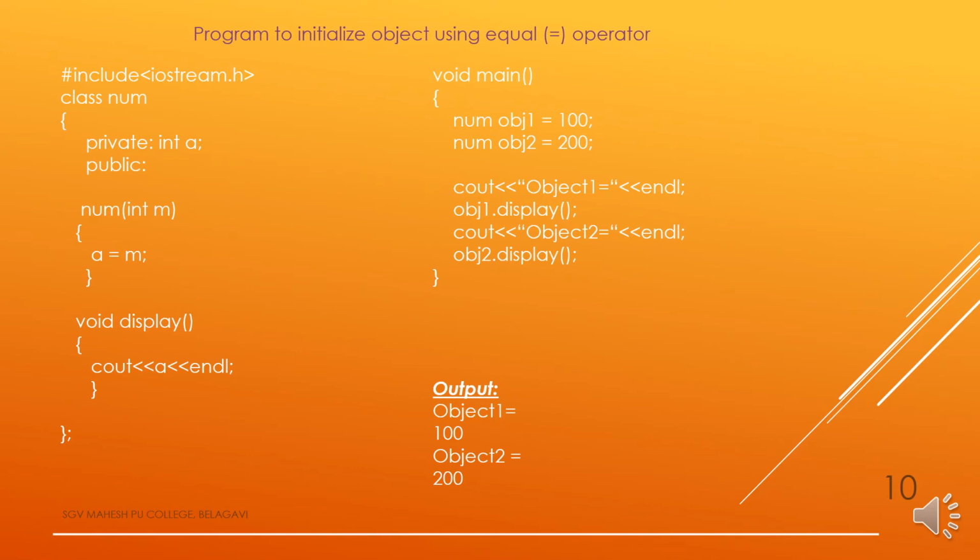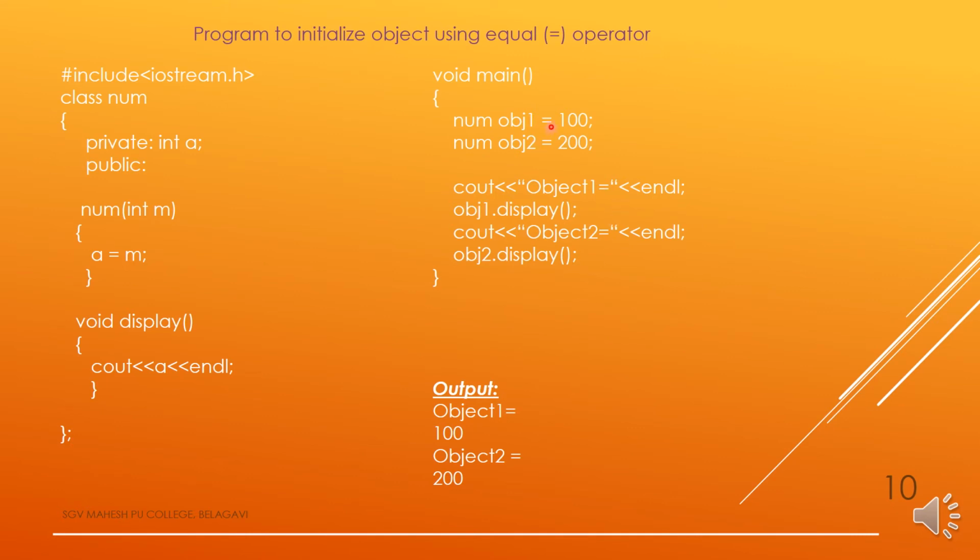Now, how to write a program to initialize an object using the equals to operator? I've created a class num, create a constructor, pass the value of m to a, write the display function to display the value of a. Your class ends here.